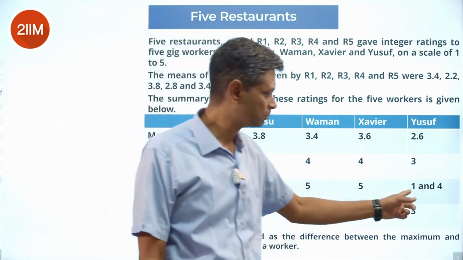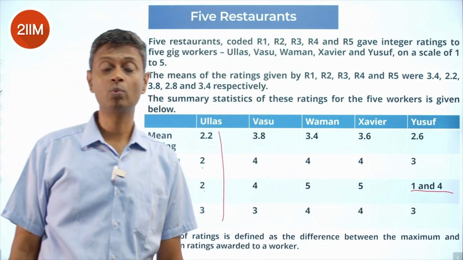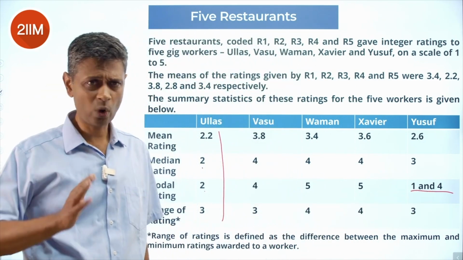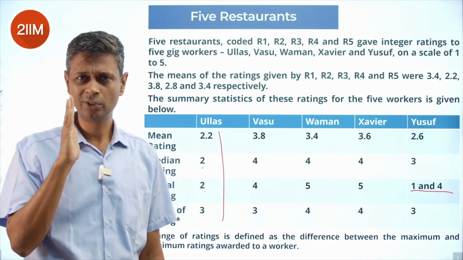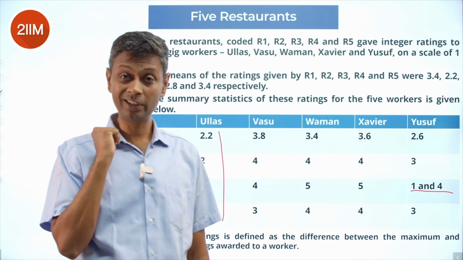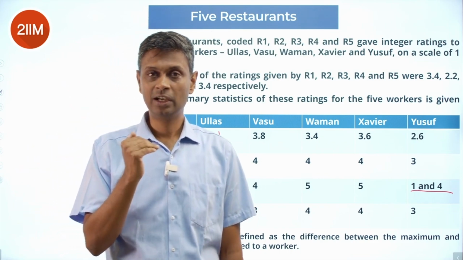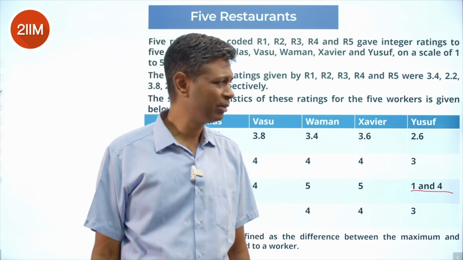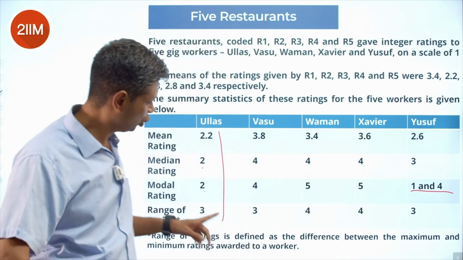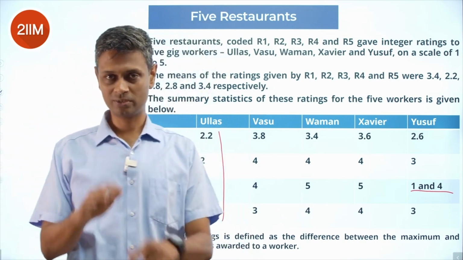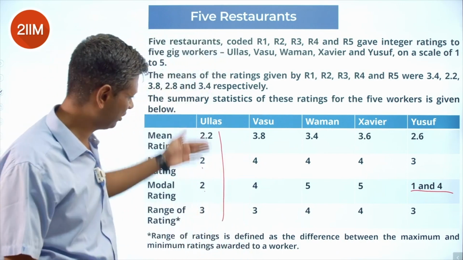This made it clear. Yusuf has 2 modes, 1 and 4. That means Yusuf has got 1, 1, 4, 4. 1 and 4 both occur more frequently than others and an equal number of times. So multimodal is mentioned here. That means 2 is a unique mode. Very happy, reassured by that. And so lots of information is given by this sample.